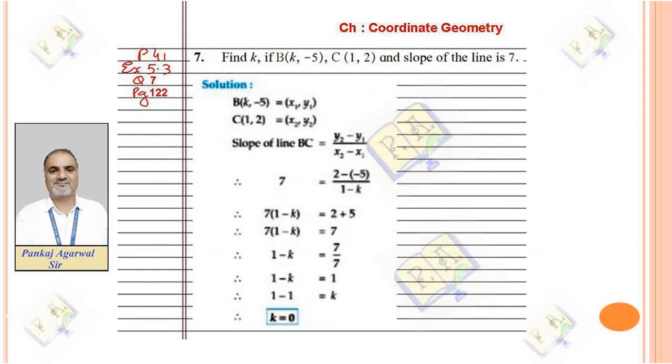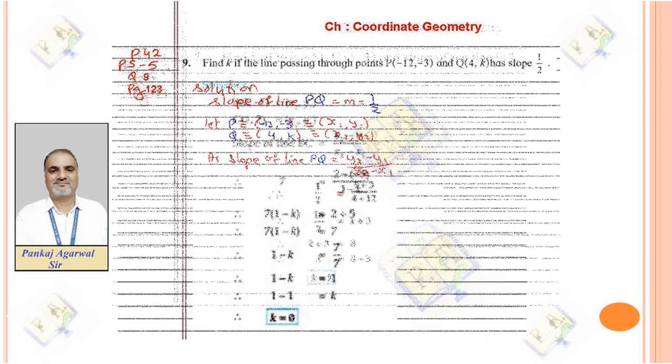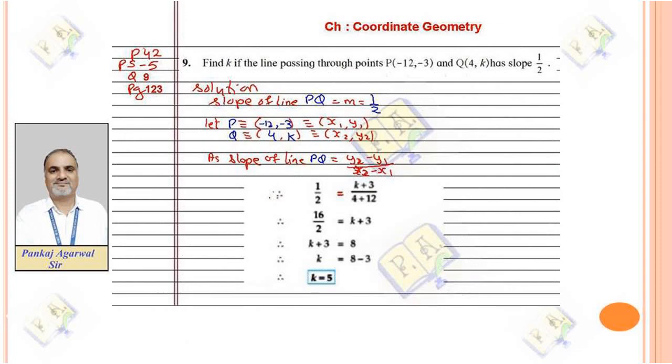In the same manner, we can do P41. Again, we have to find K when two coordinates are provided and the slope of the line is given. Even in P42, it is the same. Find K if the two coordinates are provided and the slope of the line is given to us.